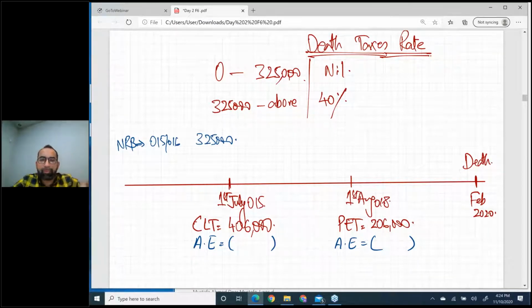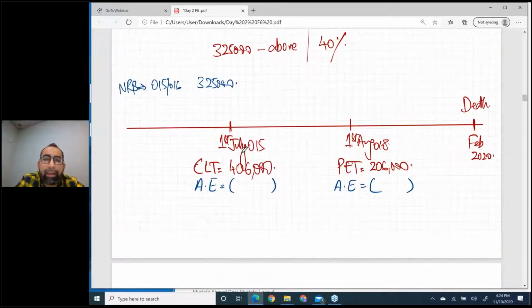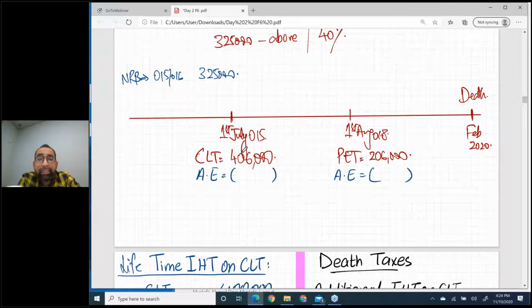Okay, now I'm going to solve a practical question in front of you, because there are a lot of practical things in IHT. Now let us say there is a guy who did only these two gifts, no other gifts in the whole life, and he died in February 2020. This is the date of death, I've just written the month of death.